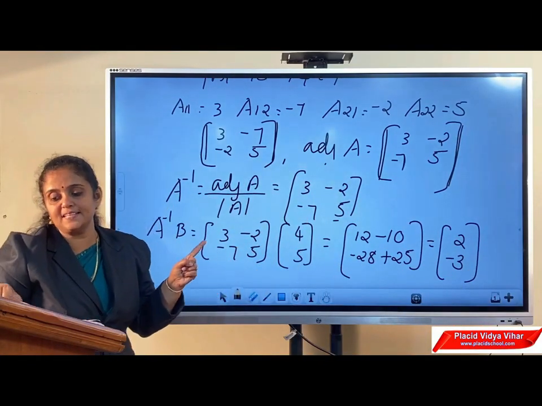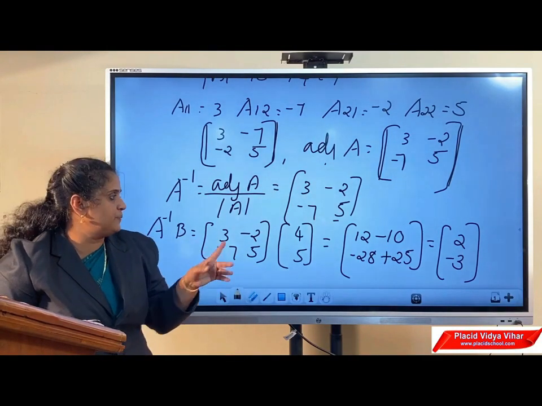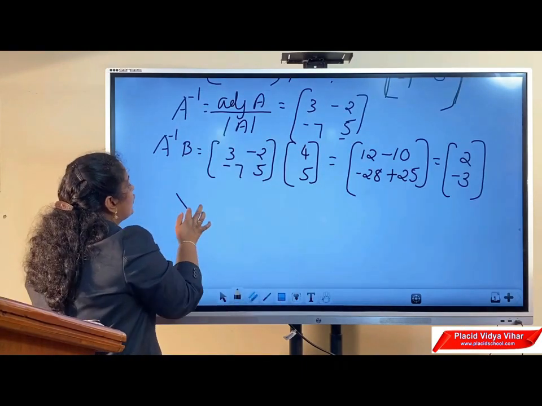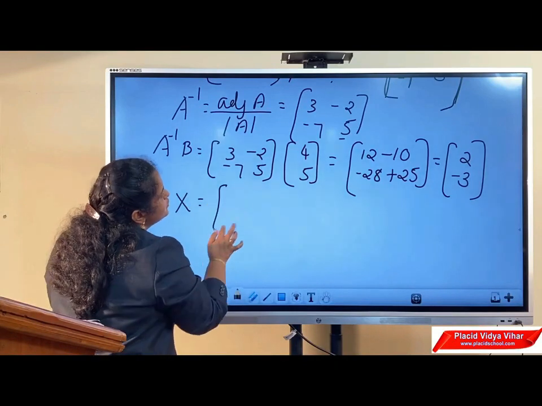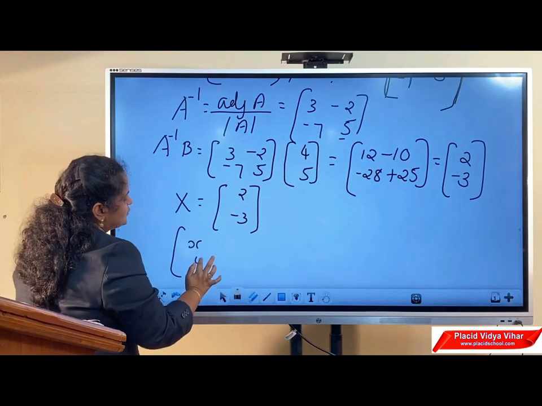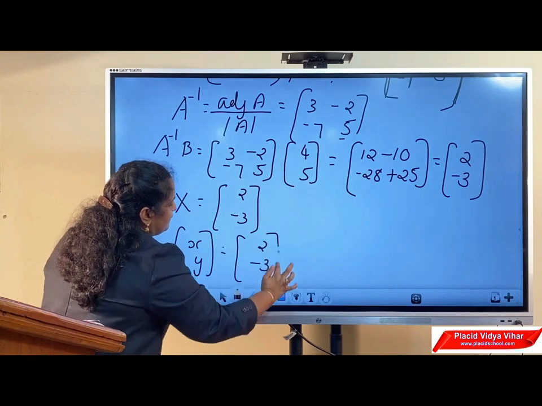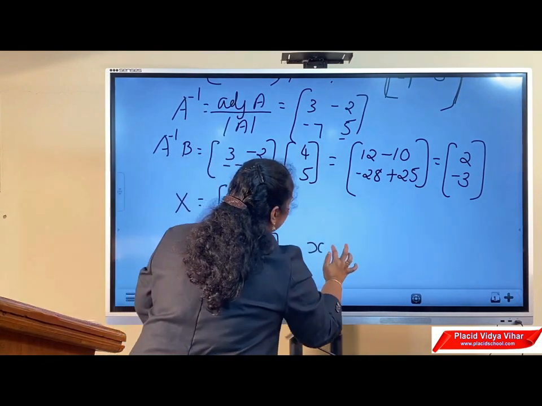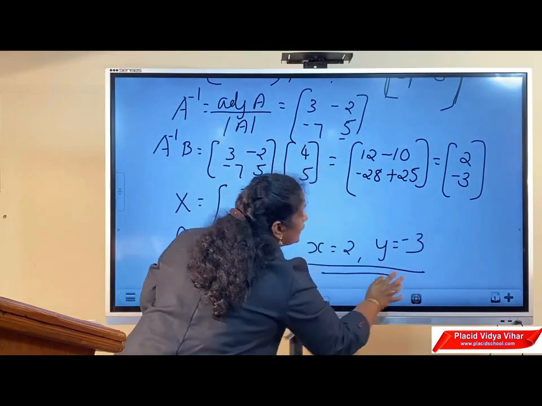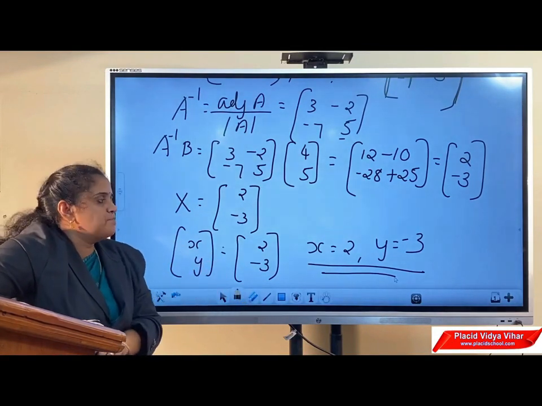X is equal to A inverse into B. Then we got the answer [2; minus 3] is equal to [x; y]. Therefore, x is equal to 2 and y is equal to minus 3. Then we got the answer. The value of x is equal to 2 and y is equal to minus 3.